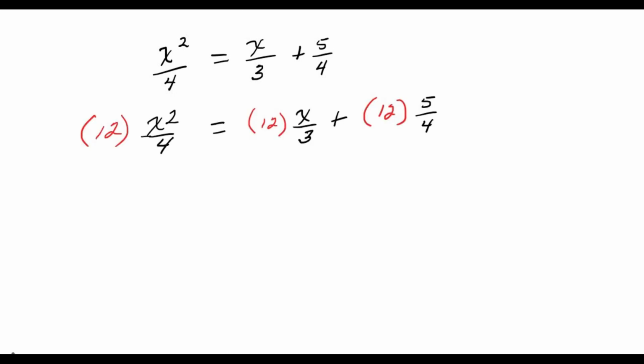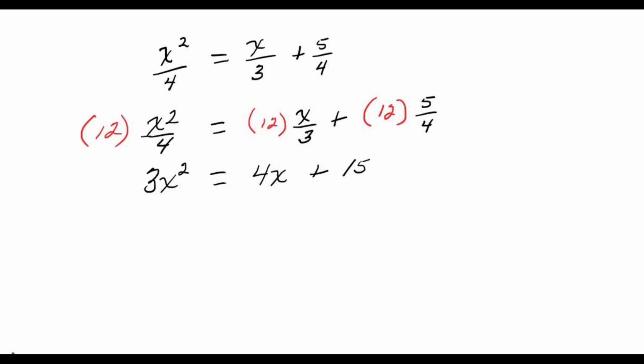My least common denominator is 12. Now, you could have left this as 3 times 4 if you wanted to, but I think most students would think of the least common denominator as 12, so that's how I wrote it. So from here, I've got 12 times 1/4, so this is going to give me 3x squared. Over on the right-hand side, 12 divided by 3 is 4, so 4x. 12 divided by 4 is 3, so I have 3 times 5, or you could just put 12 times 5/4 in the calculator and get 15.